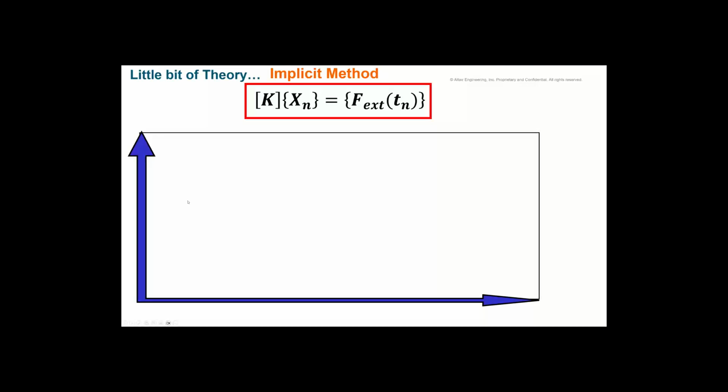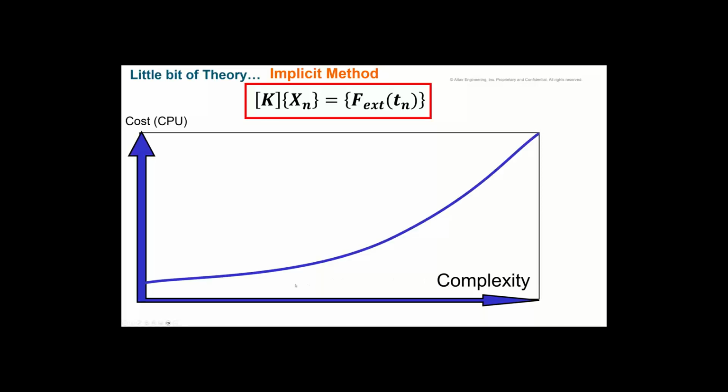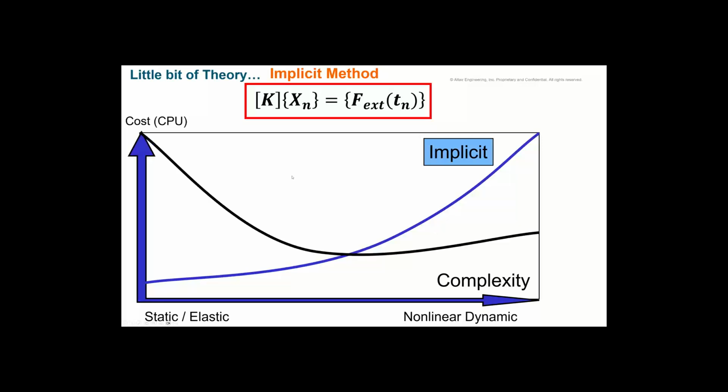Anyway, if we visualize how it is in terms of CPU cost and complexity, things get a little bit more tricky, because if the complexity is increasing, the CPU cost is also increasing dramatically for this kind of simulation method. For example, if we leave the static elastic domain, structural simulations go towards more nonlinear dynamic, like drop tests and crash tests, misuse cases. Where the complexity increases, our CPU cost is increasing so dramatically.